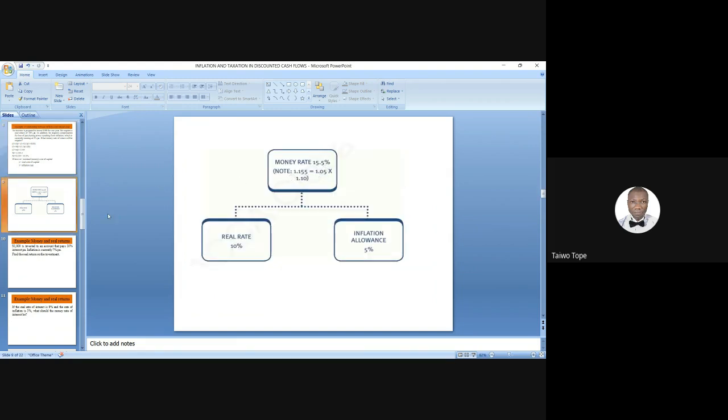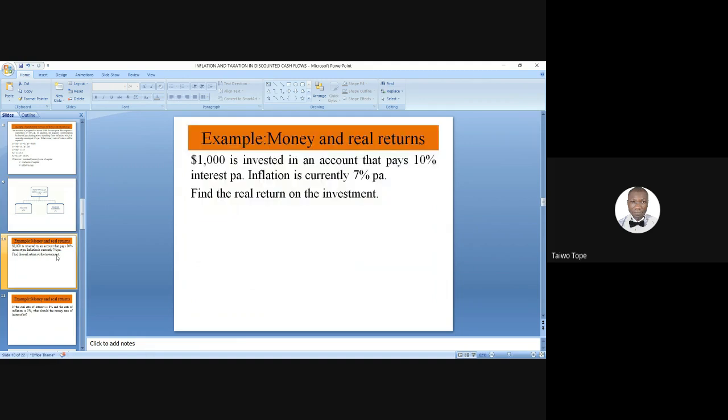I hope this is very clear. So also, we have another example talking about money and real returns. That's $1,000 is invested in an account that pays 10% interest per annum. Inflation is currently 7% per annum. Find the real return on investment. We should determine the real return on investment.